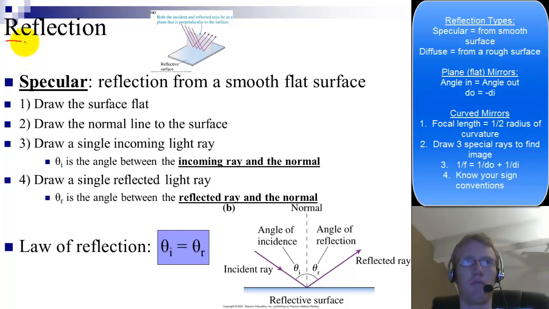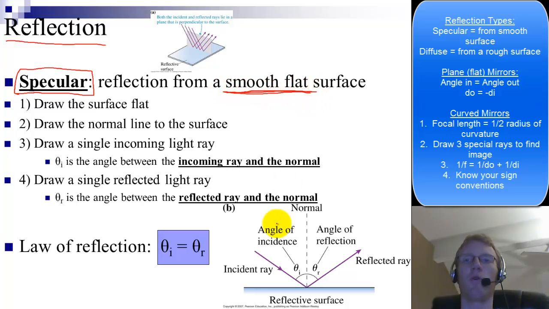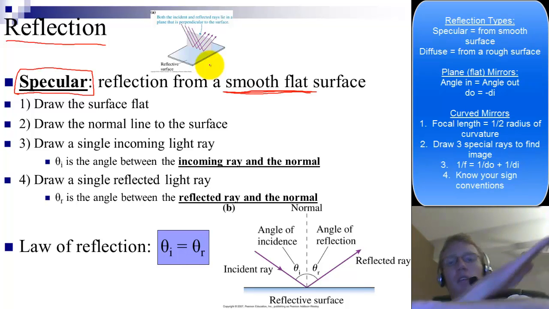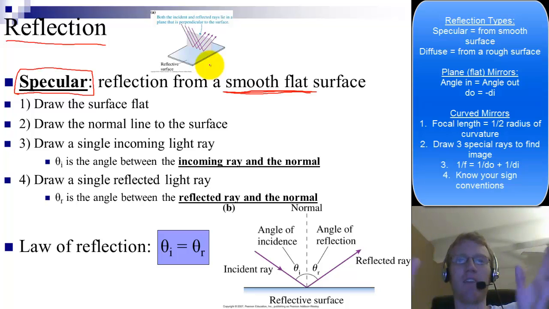So there's two types of reflection. The first type is called specular. Specular reflection means that the light is bouncing off of a smooth, flat surface. Okay, so if the surface is smooth and flat, then all the incoming light rays, even if they hit in different places, are all going to hit something that's at the same angle relative to them. So they're all going to be coming in at the same angle, and therefore they're all going to go out at the same angle, and they'll stay kind of as a beam, if you will. They won't get broken up.